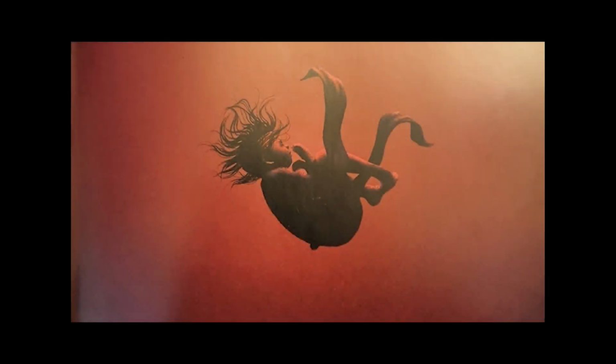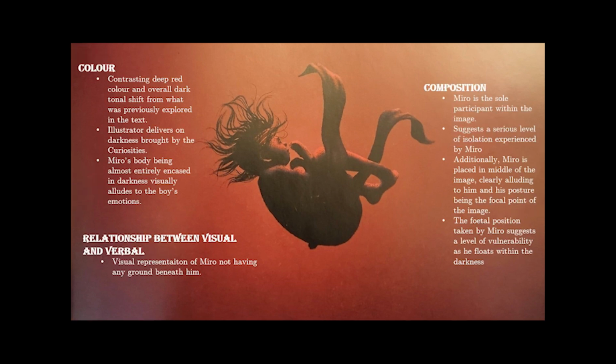The illustrator Lesney conveys this moment through the strong and contrasting use of color. The deep red that covers the entire page is a color which highly contrasts what was previously seen throughout the text, featuring predominantly blue and green tones, as Miro explores and moves through his environment.